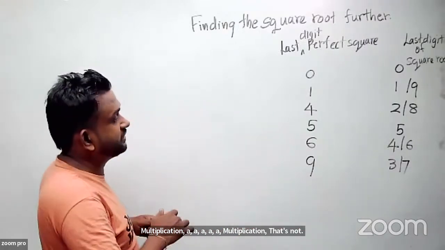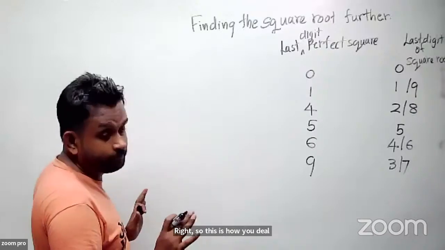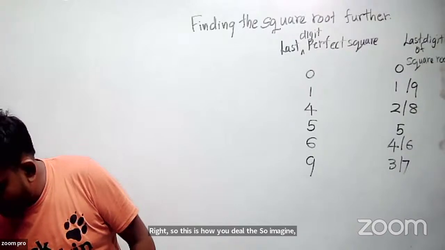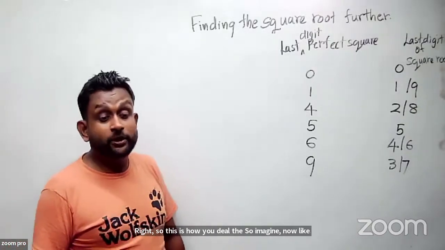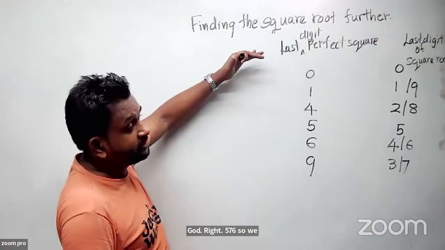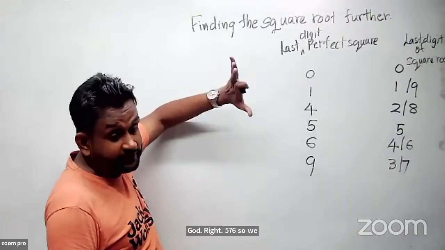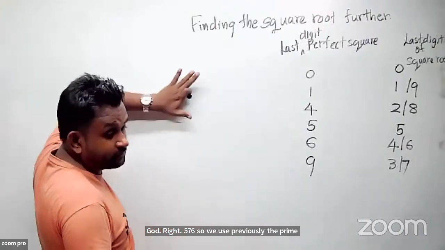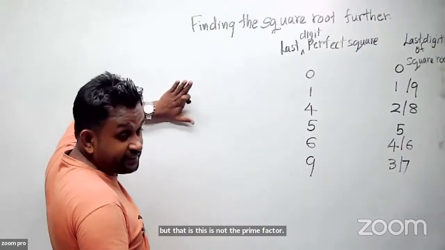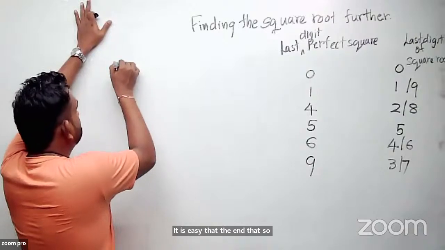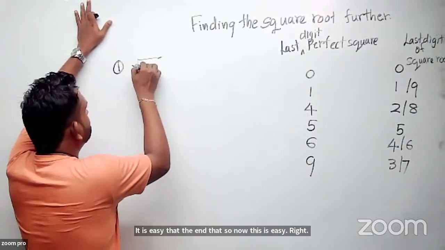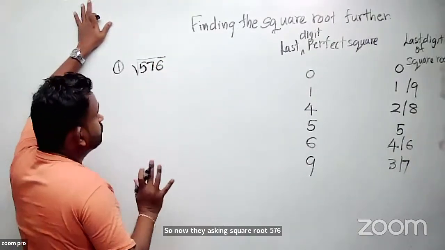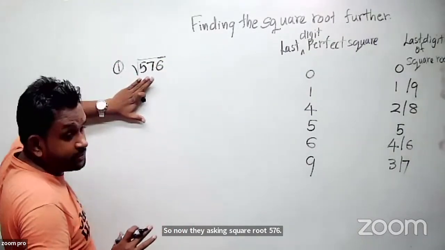Right. So this is how you deal with the question. See there. So imagine now I got 576. We used the prime factor method previously, but this is not the prime factor method. It is easier than that. So now they are asking the square root of 576. See, so now this shall be a perfect square.